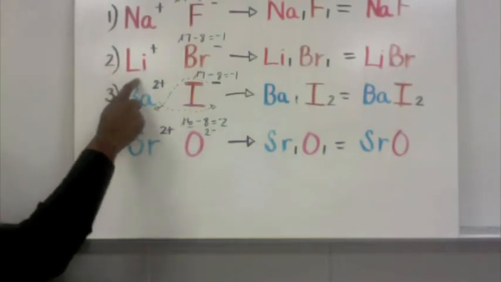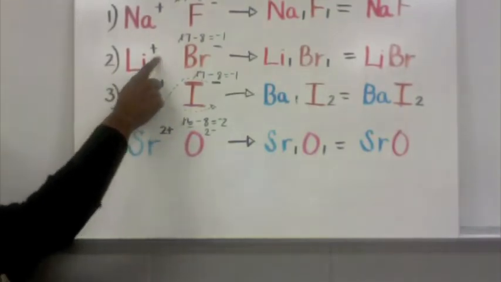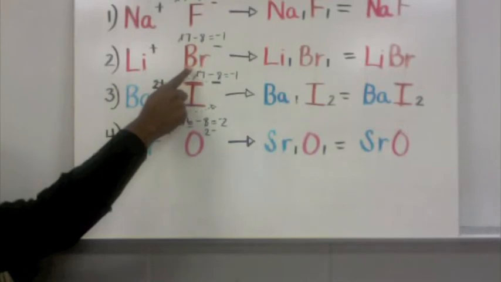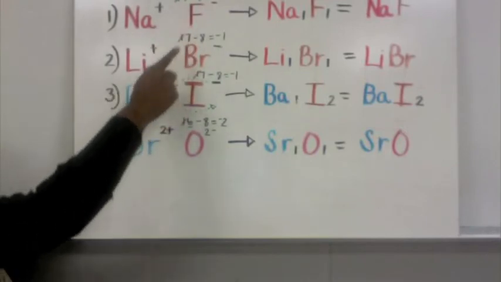Problem 2, you have lithium. Lithium is also an alkali metal with a +1 charge. Bromine is a halogen. That's what this brown color is.